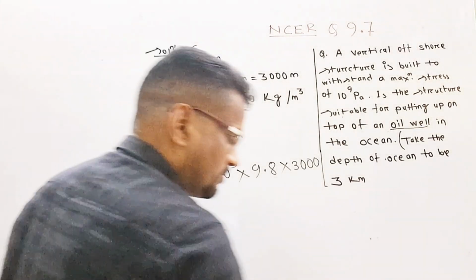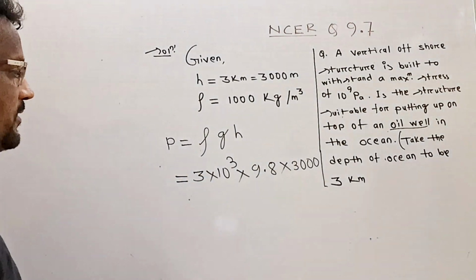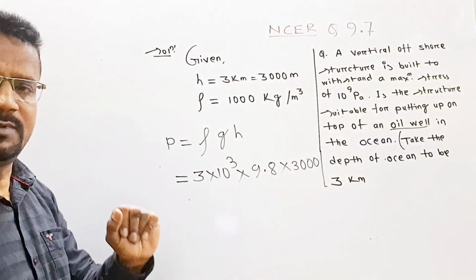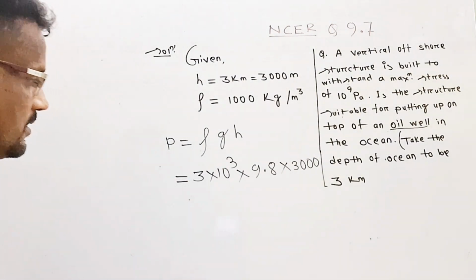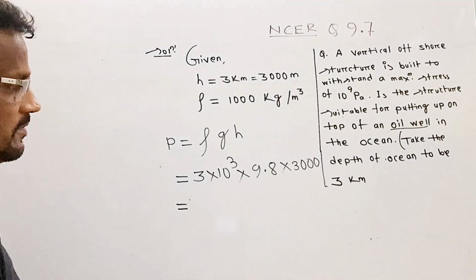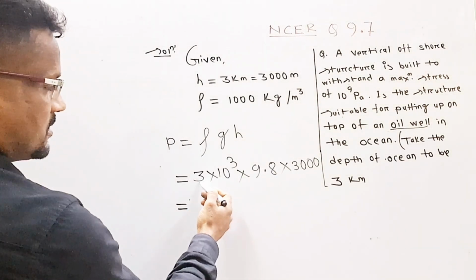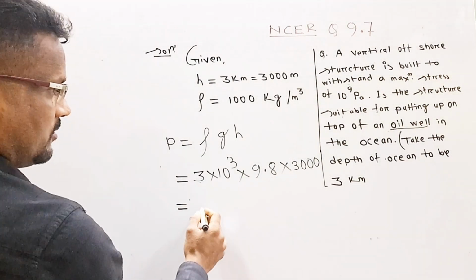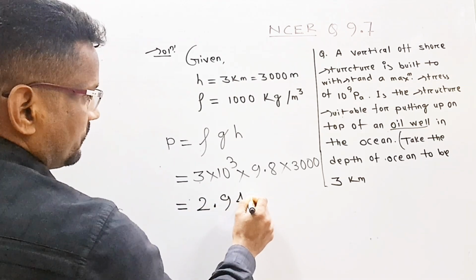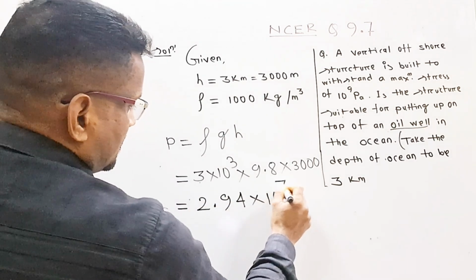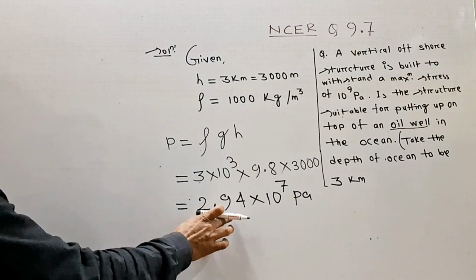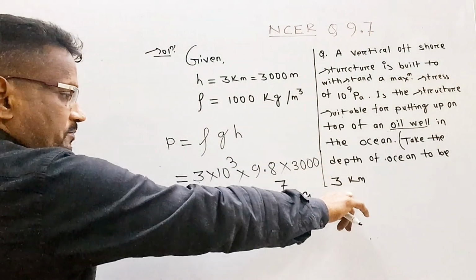Now just the simplification part is left. I repeat, we are calculating the pressure at a depth of 3 kilometer. If you simplify this, it comes to 2.94 into 10 to the power 7 Pascal. So this is the pressure at that much depth.